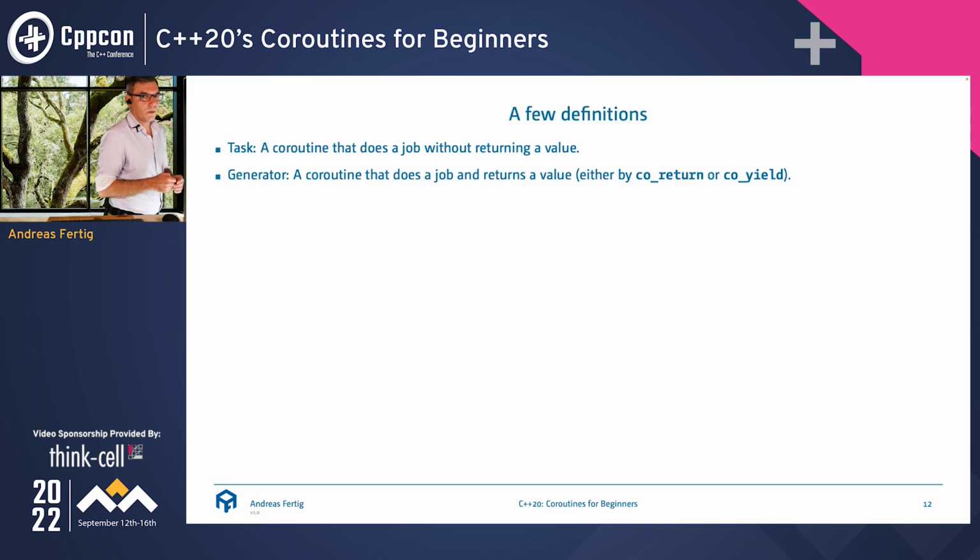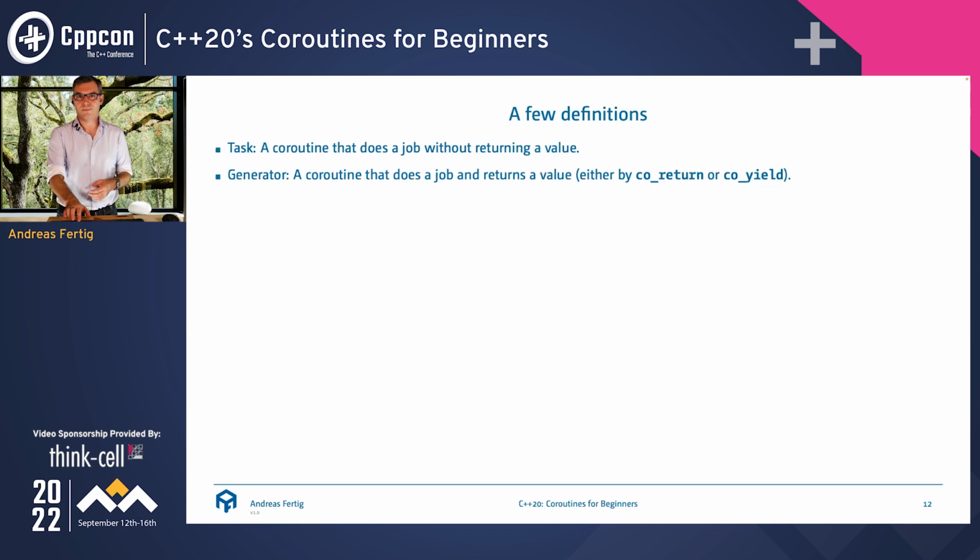Now, a few definitions. A task is a coroutine that does a job without returning a value, maybe not even using co_yield or co_return. Maybe it uses simply co_await. And a generator, on the other hand, is a coroutine that does a job which returns a value by either co_return or co_yield, because these are rough differences between the two types.